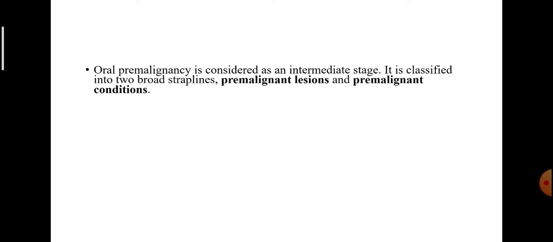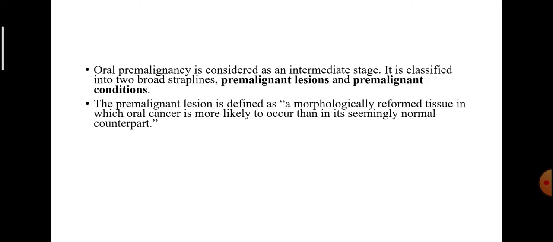Oral premalignancy is considered an intermediate stage. It is classified into two broad strap lines: premalignant lesions and premalignant conditions. I repeat, premalignant lesions and premalignant conditions. A premalignant lesion is defined as a morphologically altered tissue in which oral cancer is more likely to occur than in its seemingly normal counterpart. An example is leukoplakia.